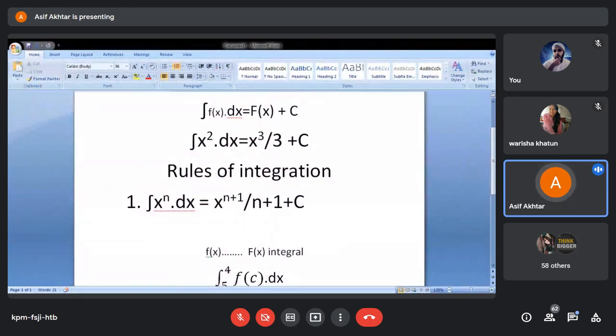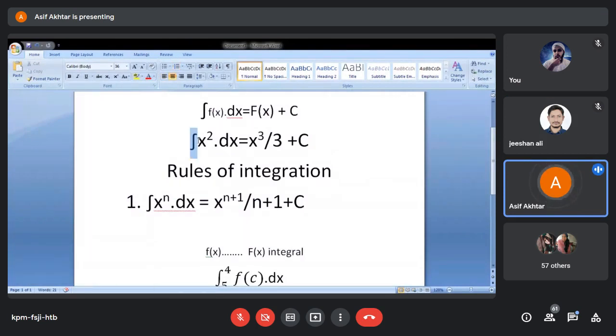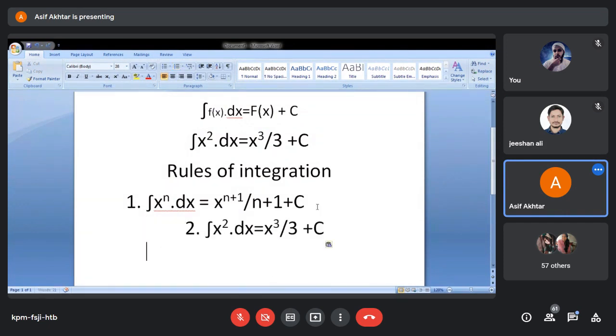So, dear students, I hope you are able to see the first rule of integration, which is for exponential functions. Yes, sir. And this is the example which I have already discussed about this rule. This is the example which I actually wanted to show you. So if the exponential function is x square, it will give you x cube upon 3 plus c.